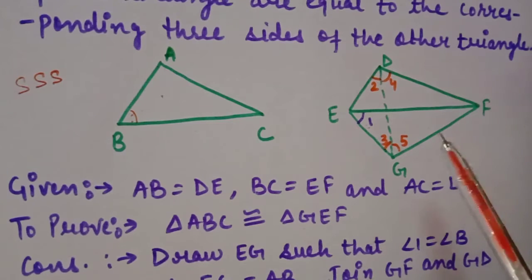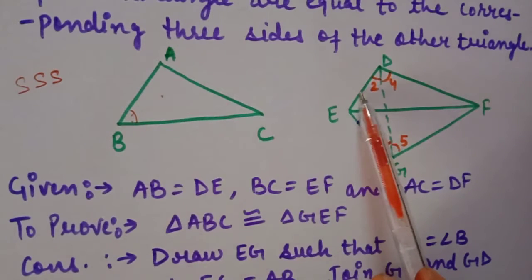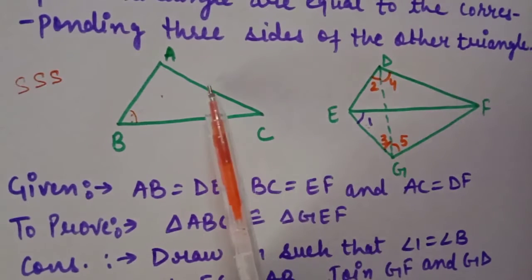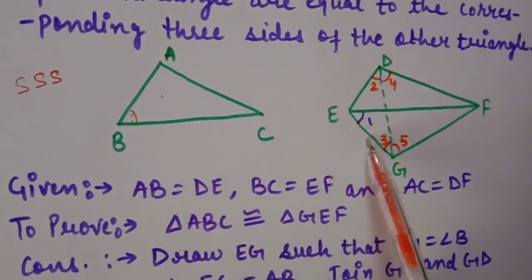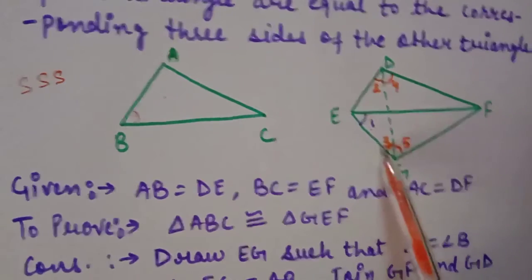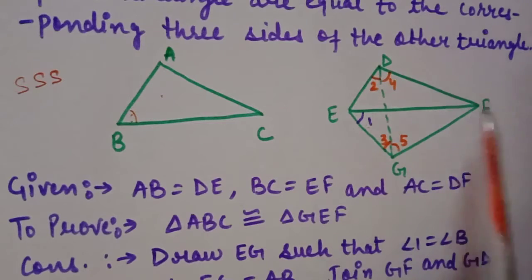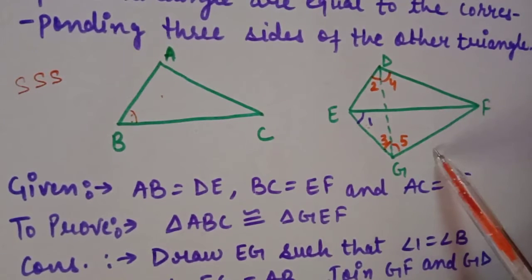Now what will we do? Pay attention, students. It is already given that AB is equal to DE, but AB is equal to EG also by the construction. If AB is equal to DE and AB is also equal to EG, then definitely DE and EG are equal to each other. Same here also, AC and DF are equal to each other, it is given. AC and GF are also equal to each other by CPCT, because two triangles are congruent to each other. So definitely these two sides are also equal to each other.